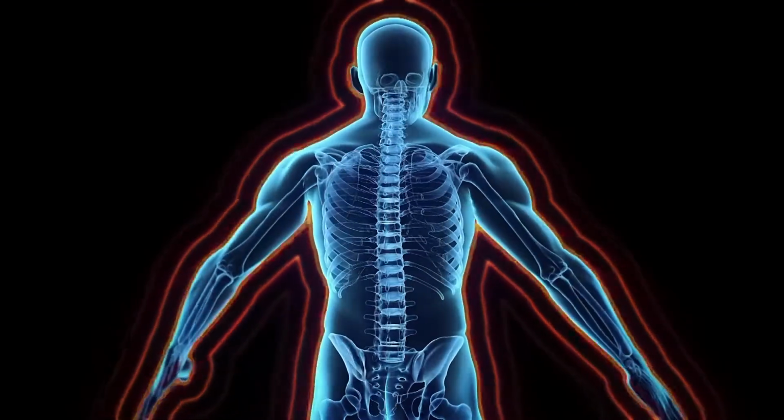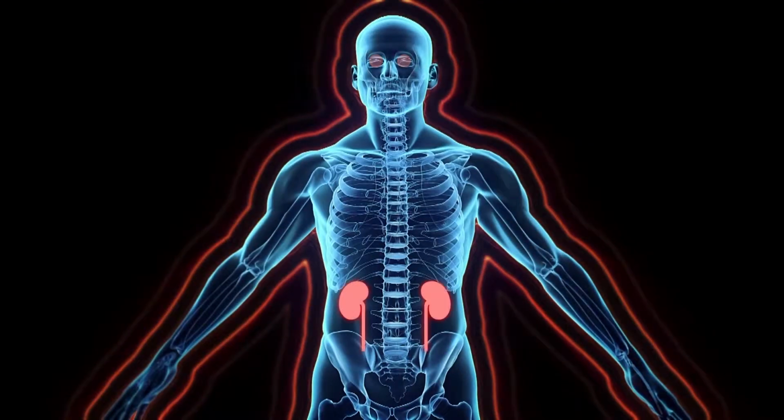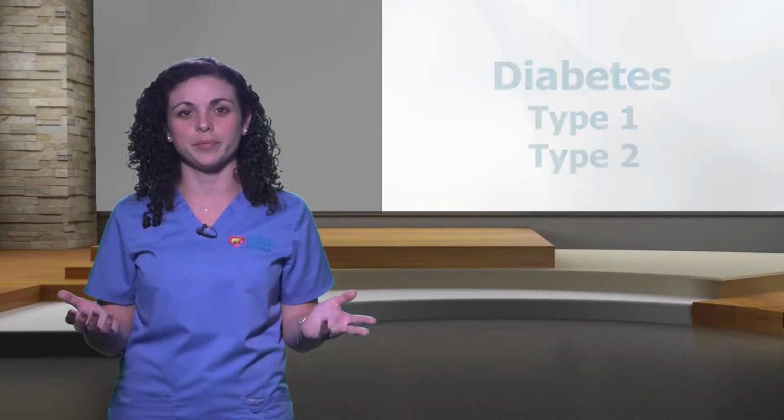When this happens, the body is starved of energy. Over time, high levels of glucose in the blood can hurt your eyes, your kidneys, nerves, and/or your heart. There are different types of diabetes. We will be discussing the most common, type 1 and type 2.